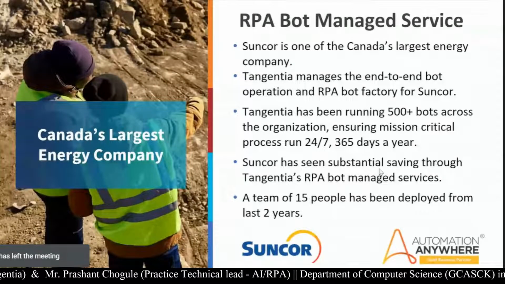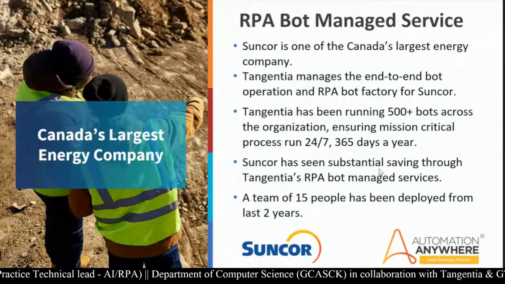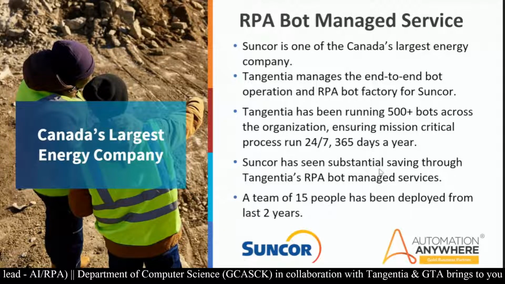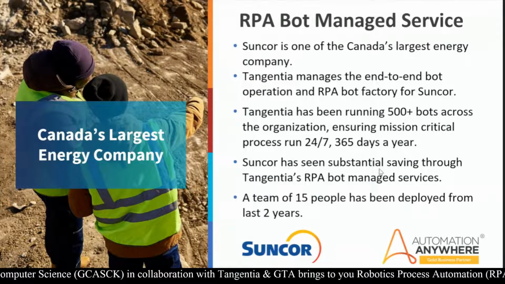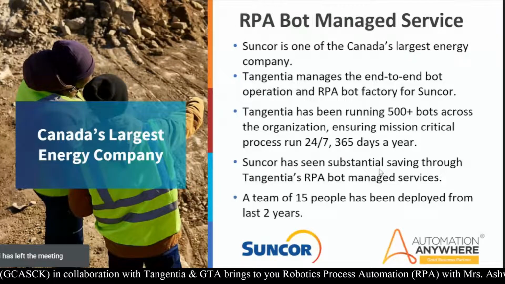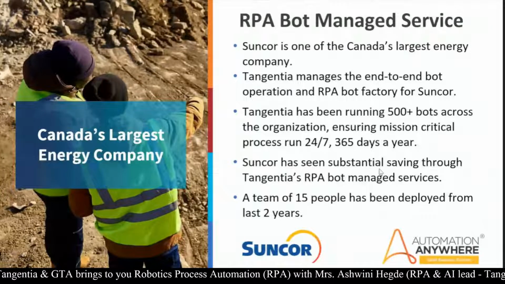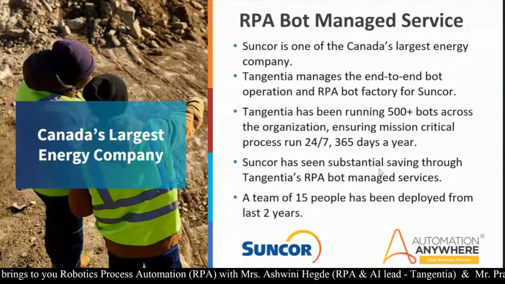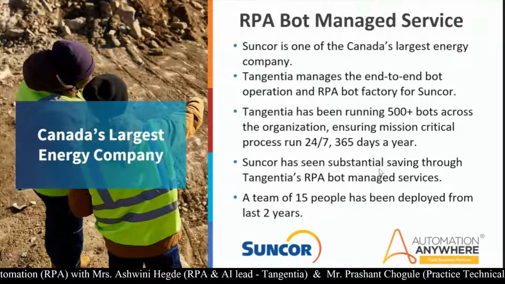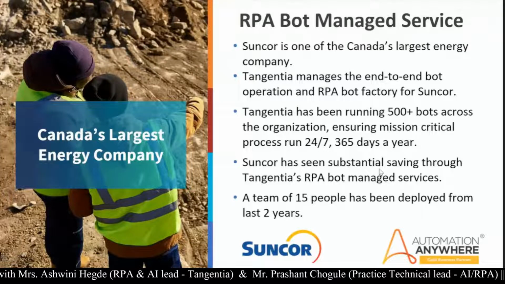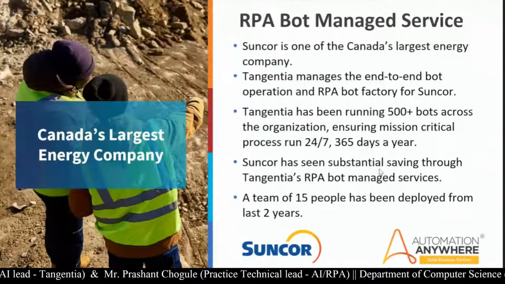Then Suncor is another very great example to show how RPA can be done here. We have more than 500 bots working here, 24/7, 365 days. The bots keep running. Again, what kind of bots? All kinds of bots related to HR, IT, supply chain, infrastructure, inventories, scanned copy processing, HR, finance. All departments of Suncor have some bots or the other.